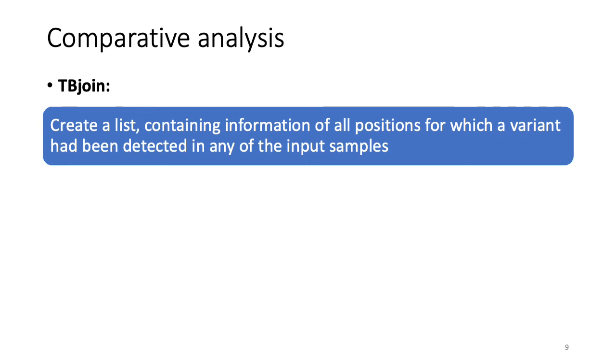The comparative analysis starts with TBjoin. TBjoin creates a list containing information of all positions for which a variant had been detected in any of the input samples. The primary result is a list containing information of all positions for which a variant had been detected in any of the input samples.